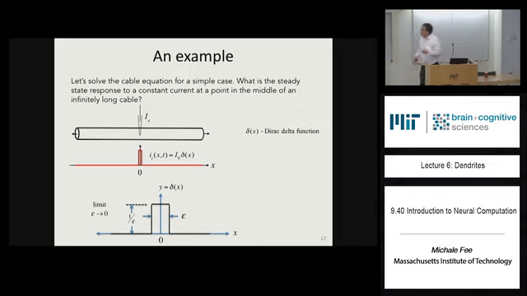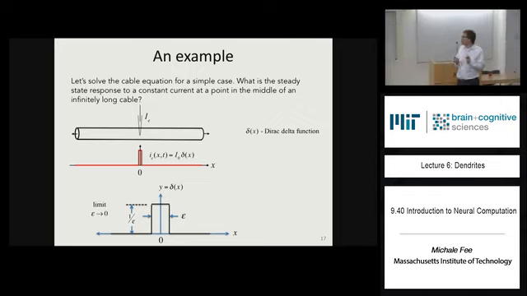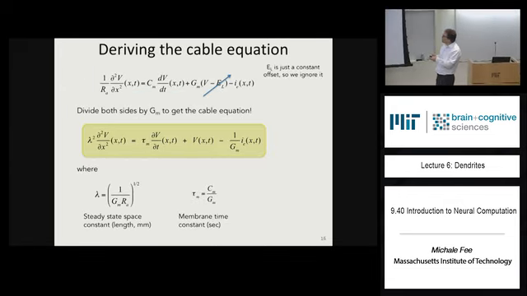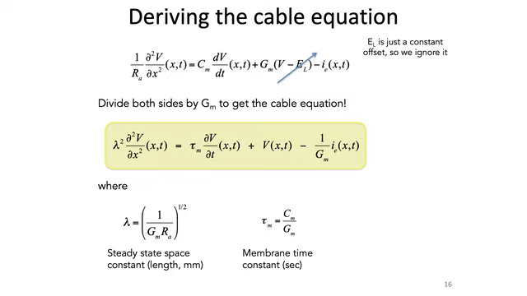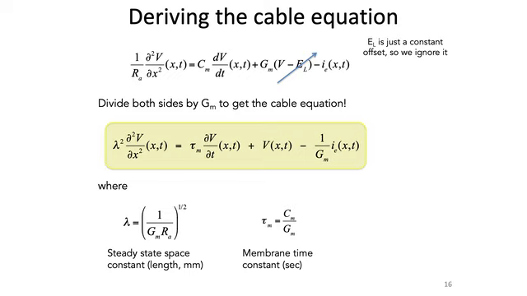Okay. So now we're going to take a simple example. We're going to solve that equation for the case of steady state. How are we going to find the steady state version of this equation? Any idea? Good. We just set dV/dt to 0, and we're left with this equals that.